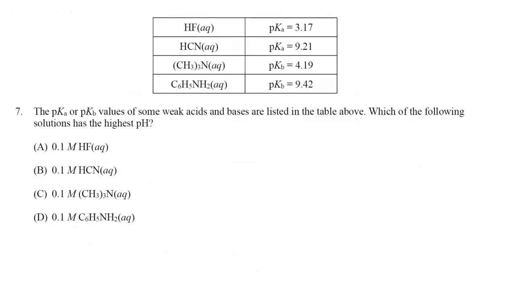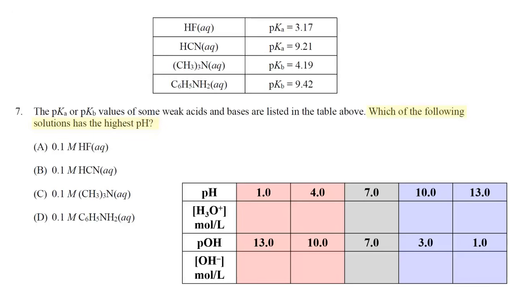Now let's take a look at question 7. In question 7, we are given a data table, and it says that the pKa or pKb values of some weak acids and bases are listed in the table above. And the question asks, which of the following solutions has the highest pH? So all 4 of the solutions that are listed in question 7 have the same concentration of 0.1 moles per liter. Let's consider pH and how we can rank these 4 substances.